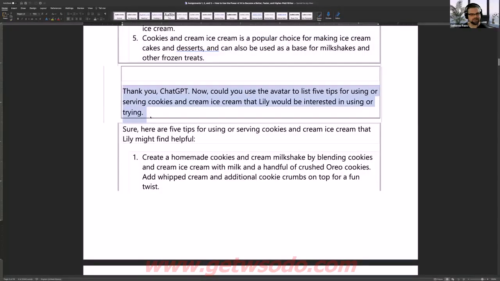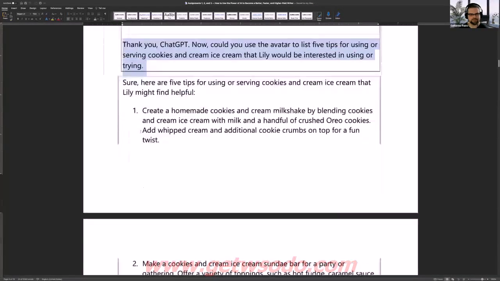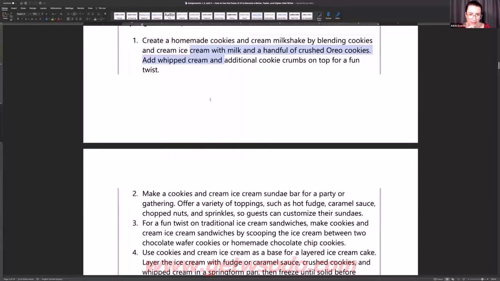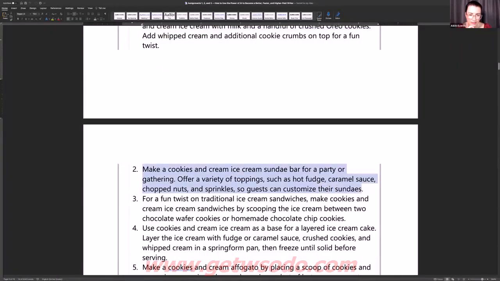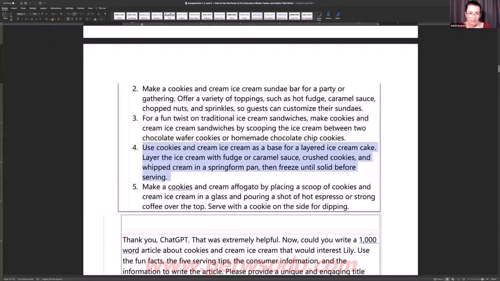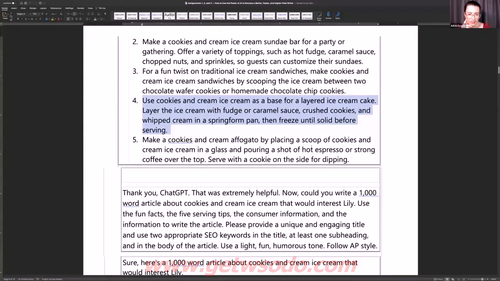So here we have the useful tips. The serving. Oh, affogato. This is a genius one. I don't even know what that is. So I'd go to Google and search what is an affogato. It's a scoop of ice cream with an espresso shot poured over it. And if you haven't had it, you're not living. It's so good. I have not tried that. Wow.